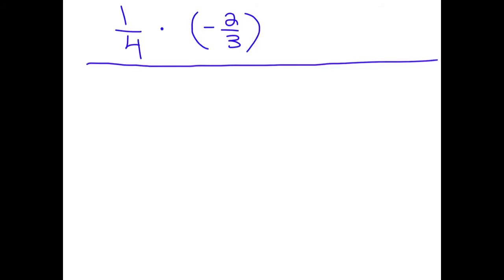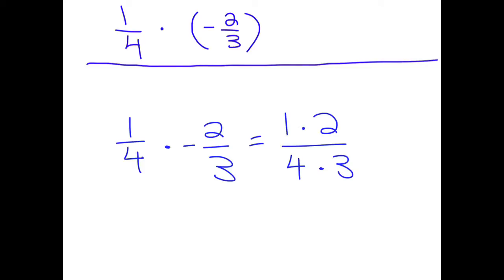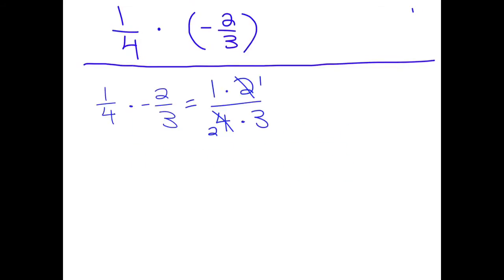Our problem is 1/4 times -2/3. So we write the problem out again. And that's equal to 1 times 2 over 4 times 3. To make this easier, we need to cross multiply. We can cross 4 and 2 because 2 goes into 4 and it goes into it twice. So that makes our problem 1 times 1 over 2 times 3. So we're just going to move that over there and solve this problem.